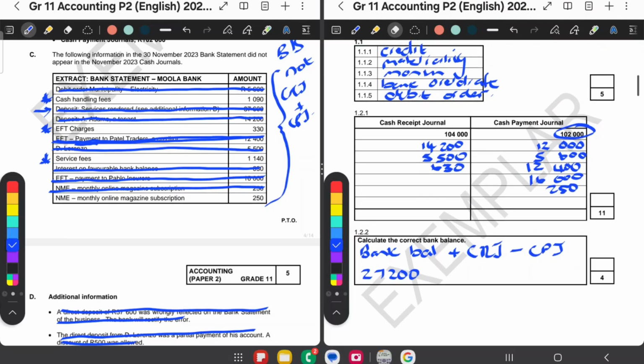Now in my CPJ, for my bank charges, I'm going to add those three amounts. And you can show how you add them. So I'm going to add them here. The first amount is the 1,090 for cash handling fees. Plus my EFT charges, that's 330. Plus my service fees, that's 1,140. Close bracket. And then you can total that. And I get that total to be 2,560.